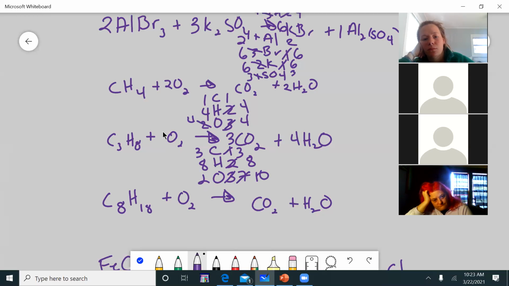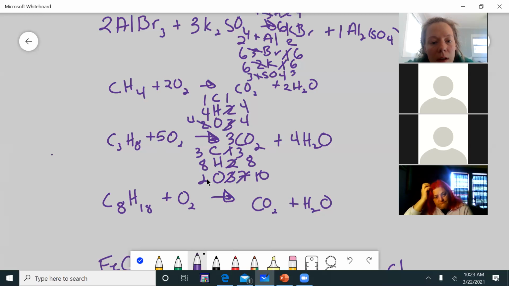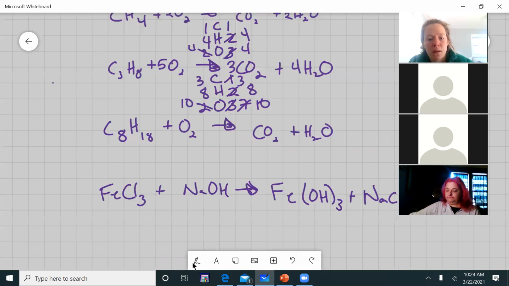Whoa, what happened there? This isn't the messy one. I think it's the next one that's the messy one. 5. That will change this to 10. And we're balanced. So 1 is that propane. 1 propane combines with 5 oxygens to produce 3 CO2s and 4 waters. This guy's a little messy, so I'll show you a quick trick for it.